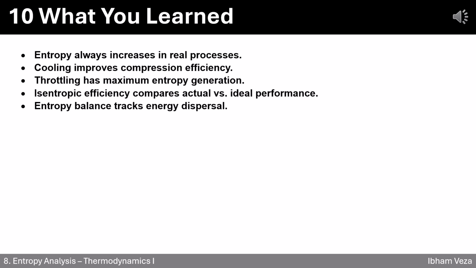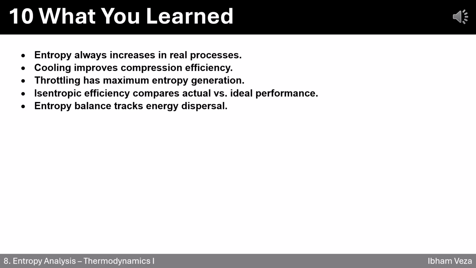10. What you learned. Let's quickly recap the most important lessons from this chapter, so you have a clear summary in your mind. First, entropy always increases in real processes. That's why no engine is 100% efficient and why losses are unavoidable. Second, cooling during compression can significantly reduce energy use and make processes more efficient. Third, throttling, like what happens in valves, generates the maximum entropy, which means it's a highly inefficient process.